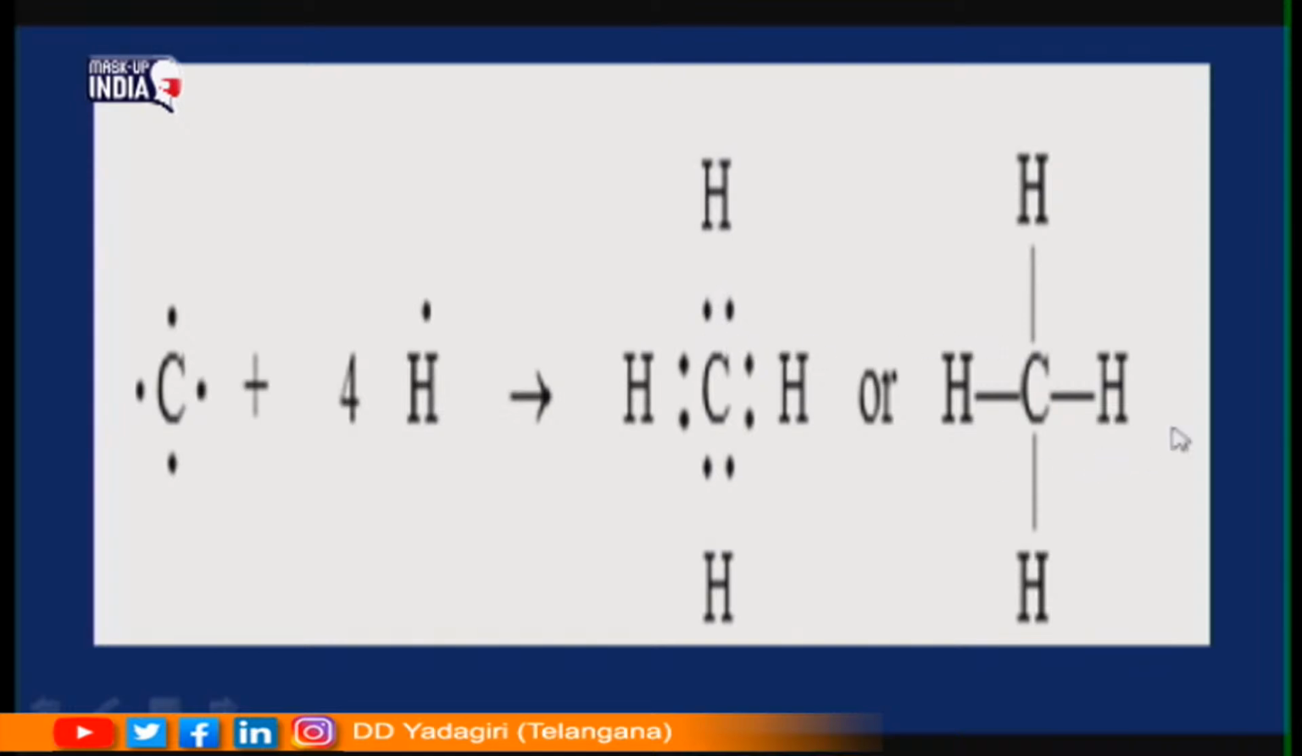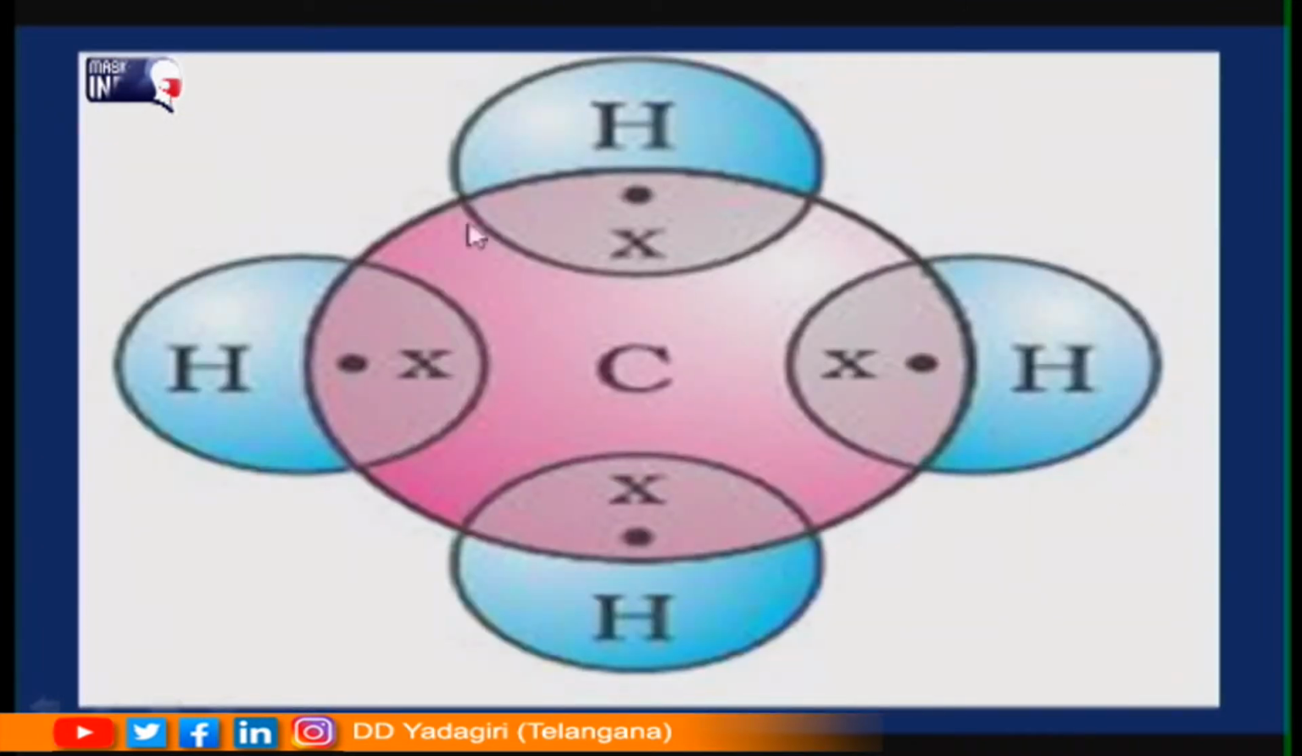And thus, look at this picture, children, here carbon forms 4 covalent bonds with 4 hydrogen atoms. So this is a methane molecule. This is one covalent bond, second covalent bond, third covalent bond and a fourth covalent bond.